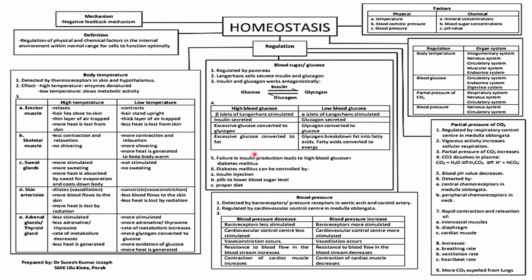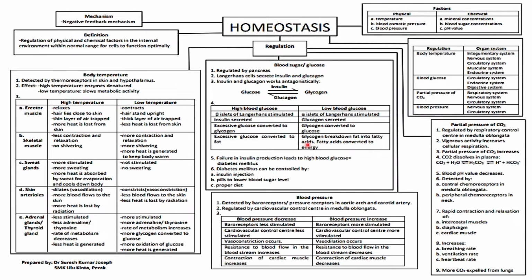to normal. Okay, when the blood glucose level is low, the alpha islets of Langerhans will be stimulated. Therefore, glucagon will be secreted. Glucagon is a hormone. So, more glycogen will be converted to glucose. Now, this one is not glycogen, it's supposed to be glucagon. Please make the correction. Glucagon.